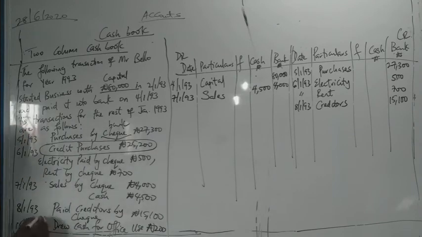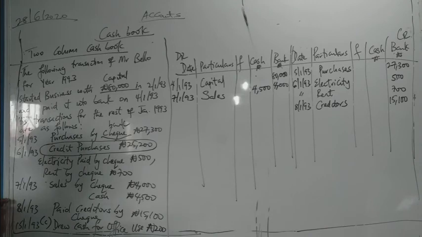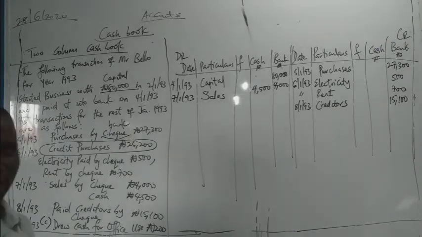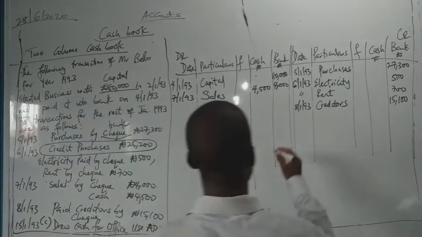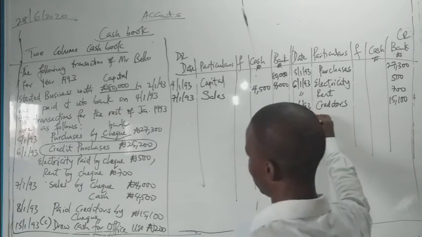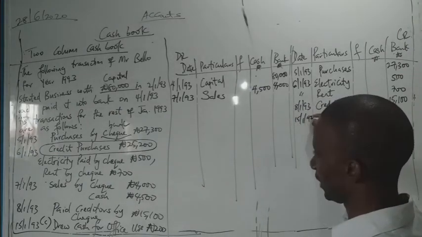Now this is the contra entry we are talking about. He drew cash. That means he drew cash from the bank and gave it to cash on hand for office use. That means 2 entries will be made here. What are the 2 entries? It will come on 15th January 1993.